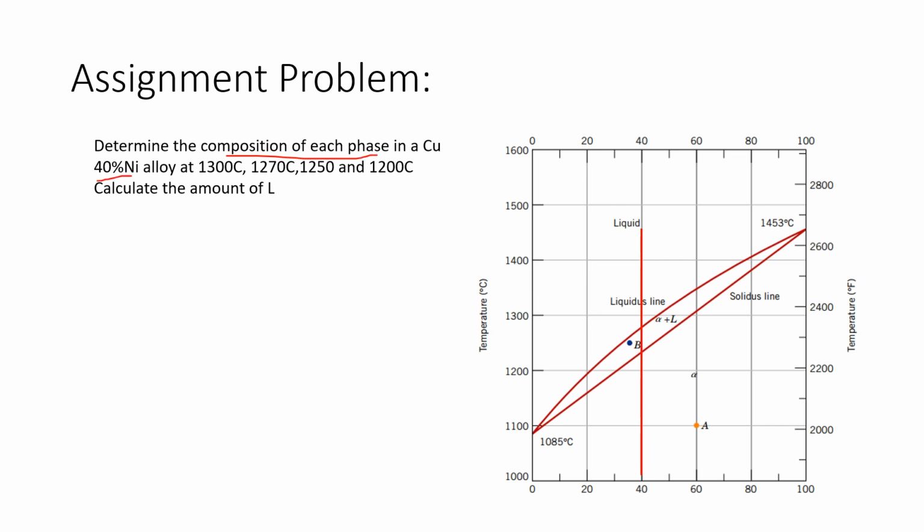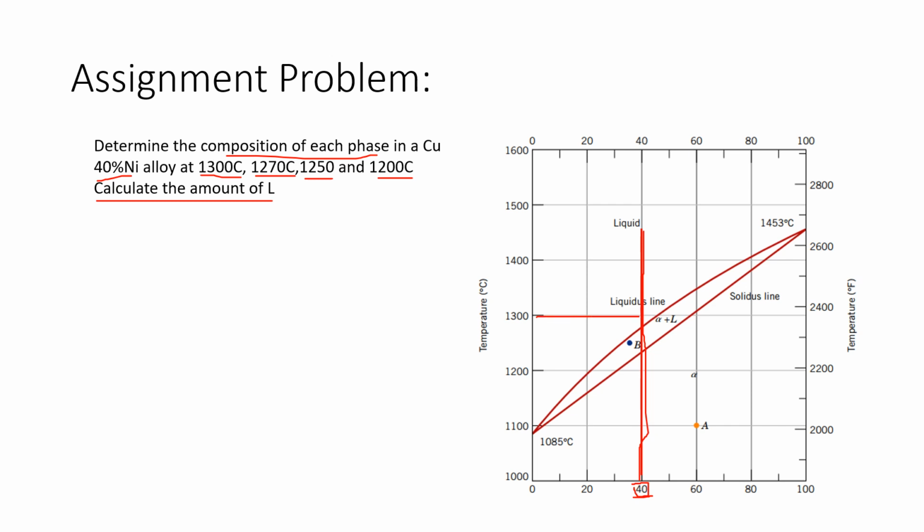Determine the composition of each phase in a copper 40% nickel alloy at 1300 degrees centigrade, 1270 degrees centigrade, 1250 and 1200 degrees centigrade. Calculate the amount of L. You see this red vertical line; at this vertical red line, the overall composition is 40% by weight. We have several temperature points.